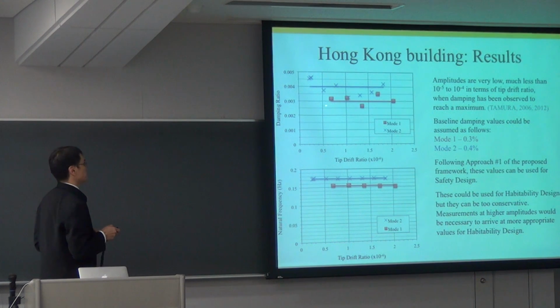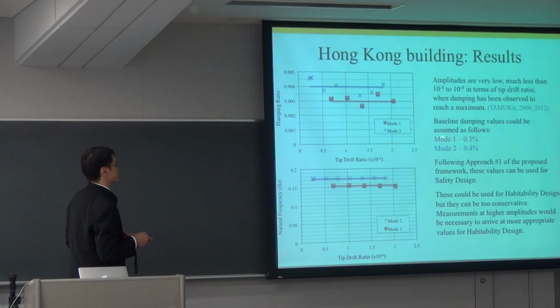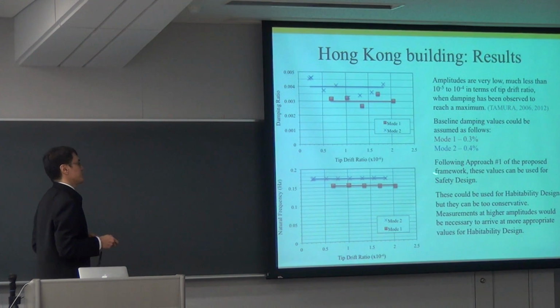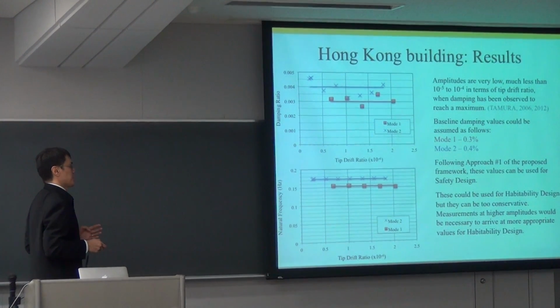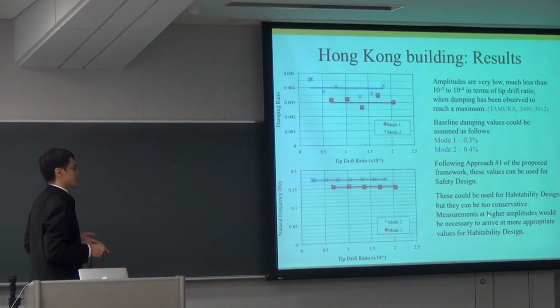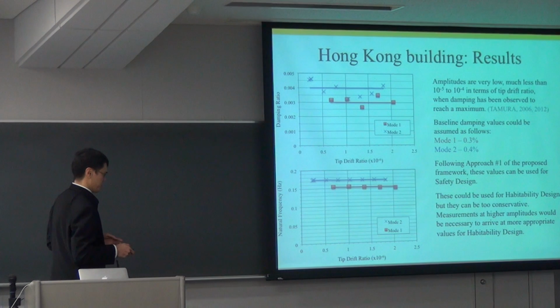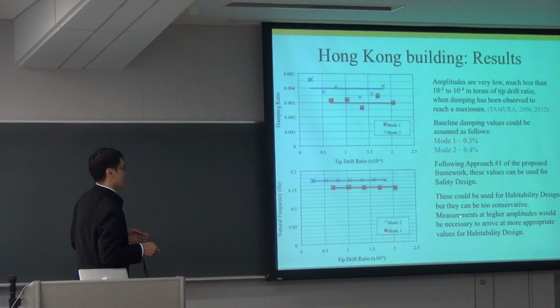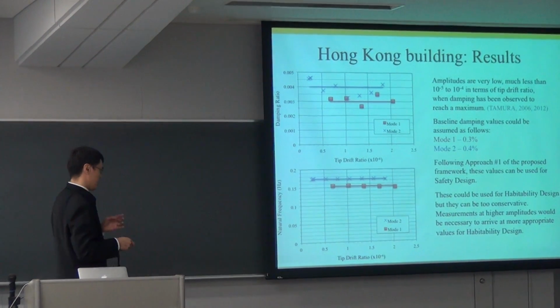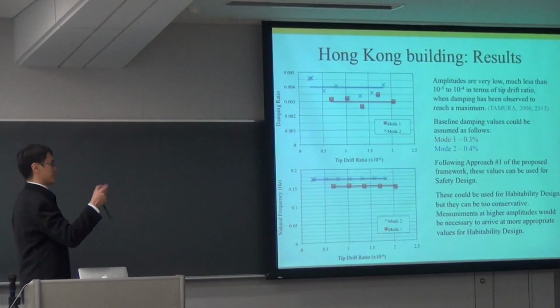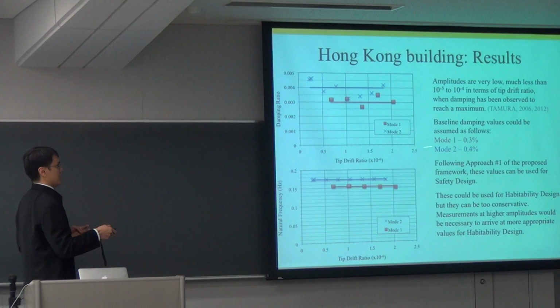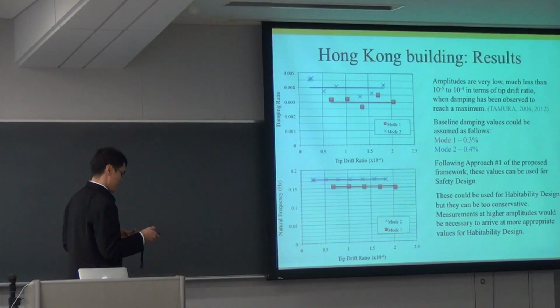So let's say for mode 1, baseline damping value around 0.3%, and for mode 2, baseline damping value around 0.4%. These could be used for safety design, and of course they could also be used for habitability design, but I think they can be conservative. Basically, the conclusion here is that without measurements at higher amplitudes, it's difficult to establish the amplitude dependency. We can only establish the non-amplitude-dependent component, or baseline damping.